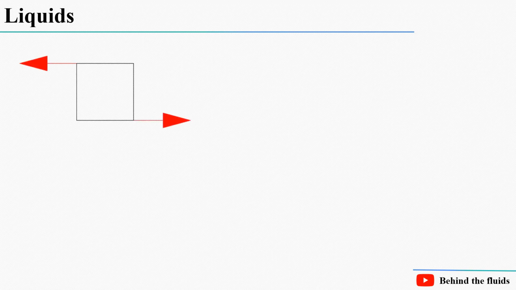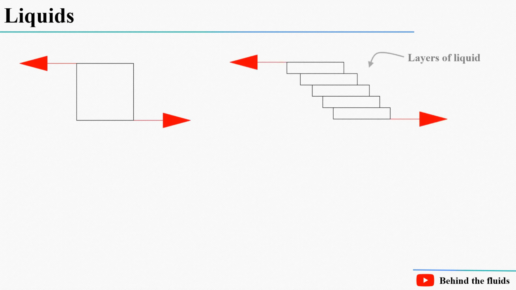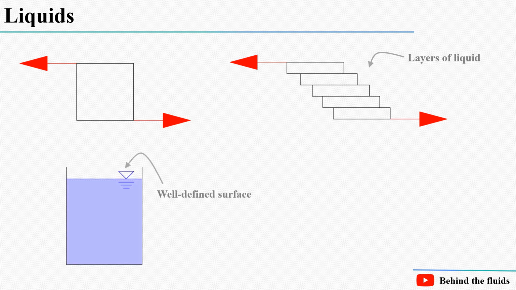Now, a liquid behaves very differently. Unlike solids, liquids flow when subjected to shear stress. This means their shape is not fixed, they take the shape of the container, but maintain a fixed volume. One key property of liquids is that they form a well-defined surface due to the effect of gravity. This is why water stays level in a glass and doesn't just float around.